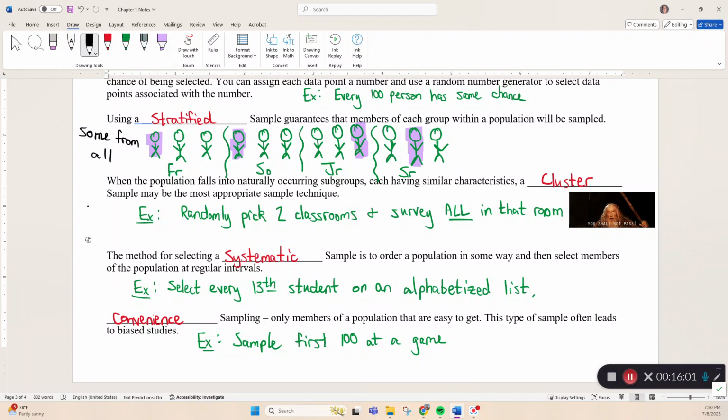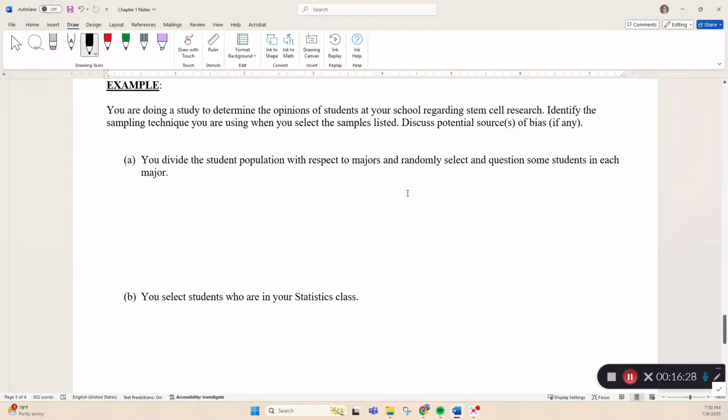Cluster, we surveyed everyone in 2 rooms. Now, maybe we had 200 rooms. We just picked 2 and surveyed everyone. We were Gandalf: you shall not pass. So this one is all from some. If you remember that, that'll help you keep those 2 straight. Okay, back to the example.